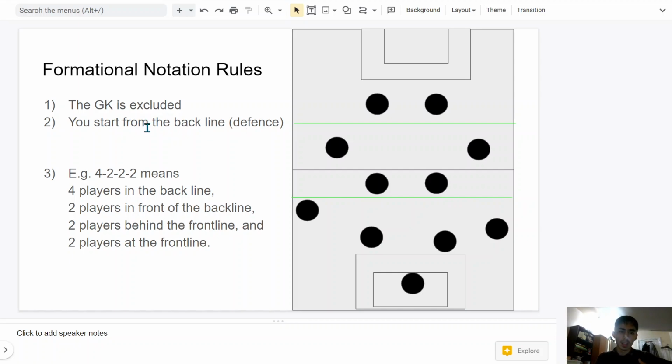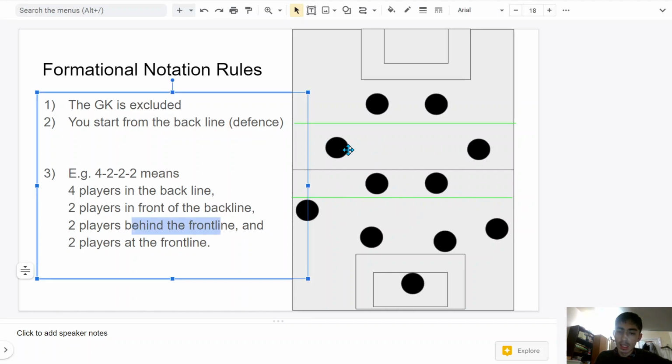The second rule is you start from the back line, the defense line. Start from the back when saying the formation layers. For example, on the right here, we have something called a 4-2-2-2, which means 4 players in the back line, as you can see there, 2 players in front of the back line, 2 players behind the front line, and 2 players at the front line, or make up the front line. So that is a 4-2-2-2 formation.